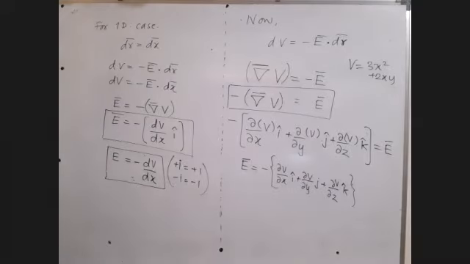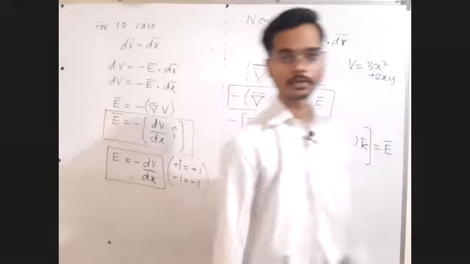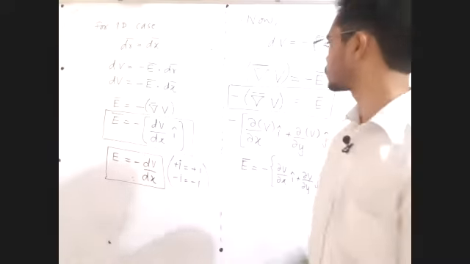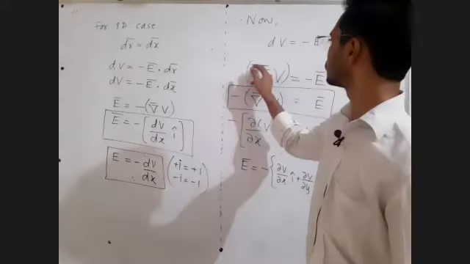Got it? Reply to me in the chat box. Why do you write bar on the triangle? It's a vector operator. It's a vector thing, right?